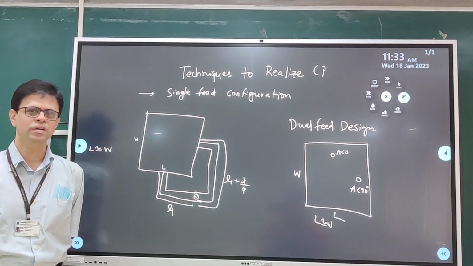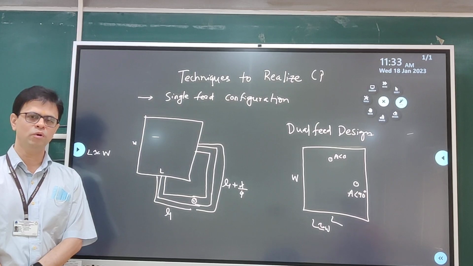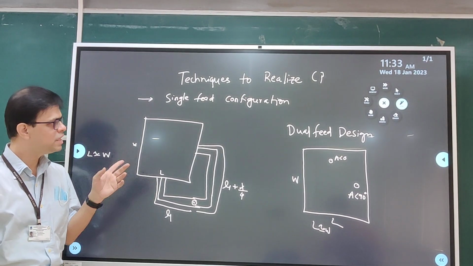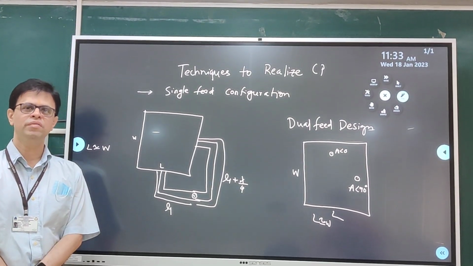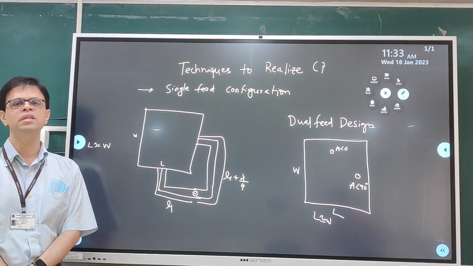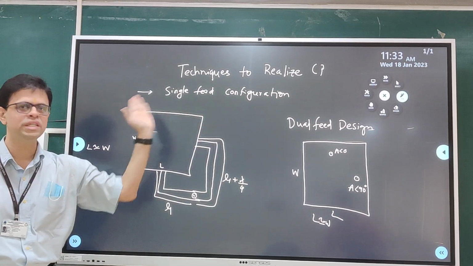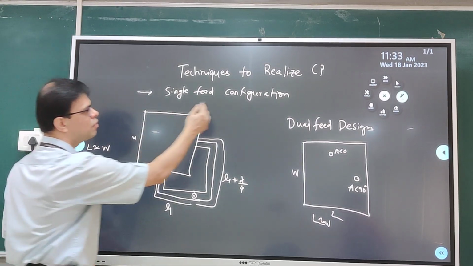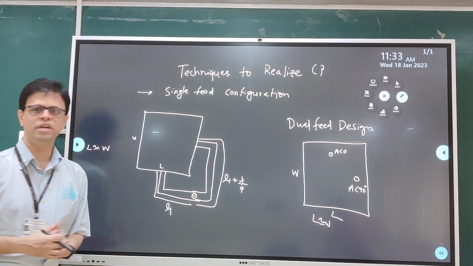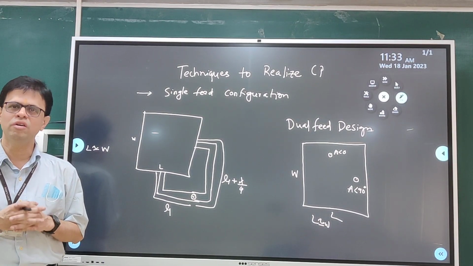So in the last lecture, we talked about the necessary conditions that realize a circular polarized response. In today's lecture, we will start with various techniques that realize circular polarization in microstrip antenna. Now the first technique which we are going to consider is a single feed configuration and a dual feed configuration. Here I am taking the example of the rectangular patch.